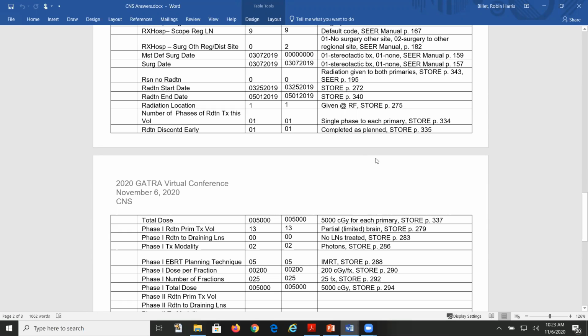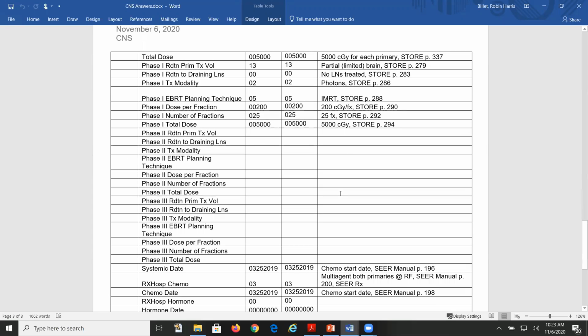The number of phases to each primary site is 1. Discontinued early is 01 because the treatment was stated completed as planned. The total dose for each is 5,000 centigrade, coded as 005,000. The volume for each is 13, partial brain. Radiation to draining nodes is 00 for each.